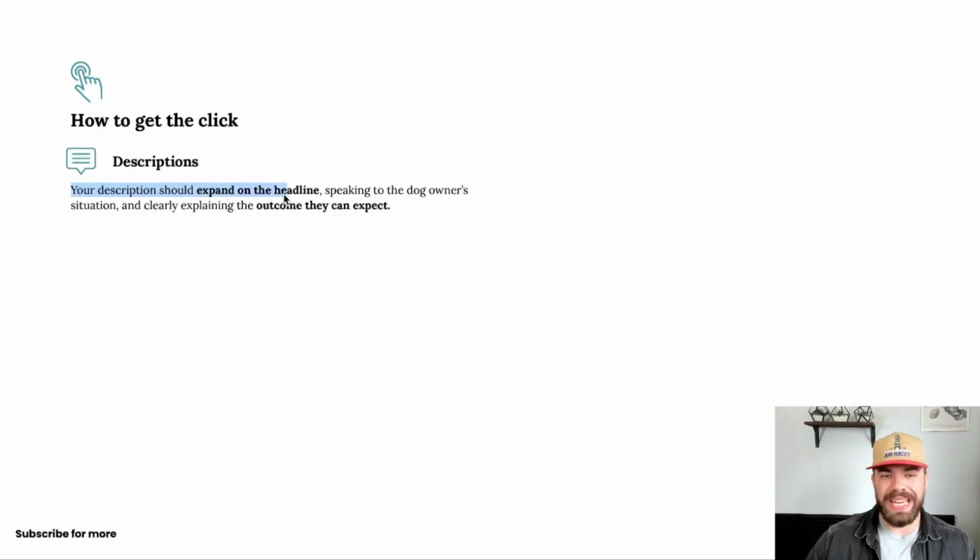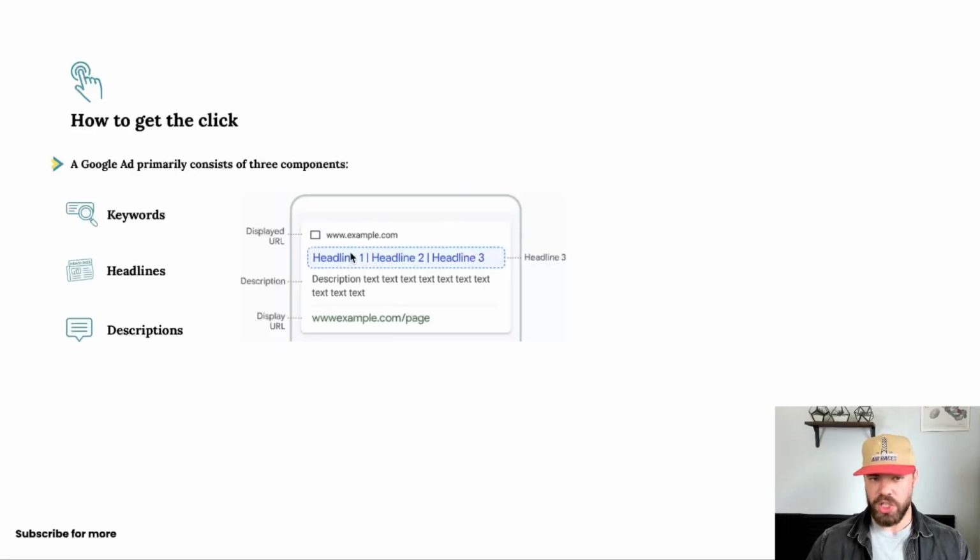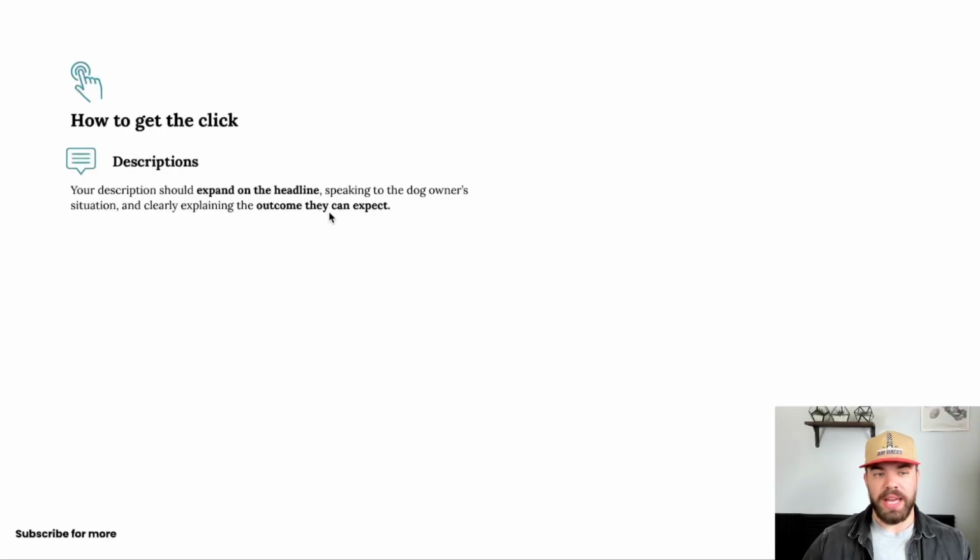Now let's dive into descriptions. Your description should expand on the headline, speaking to the dog owner's situation and clearly explaining the outcome they can expect. So we just covered the headline, and now we're covering the description. So this goes below the headline. Your description should expand on the headline.